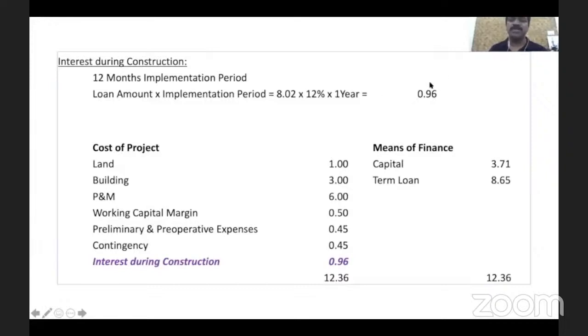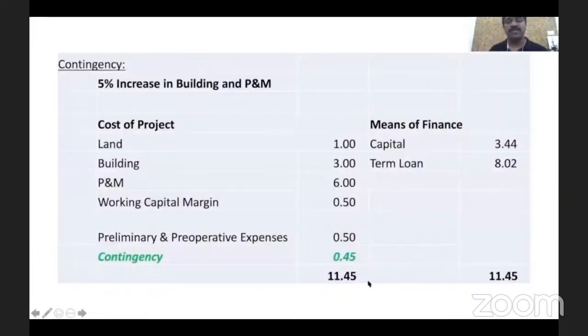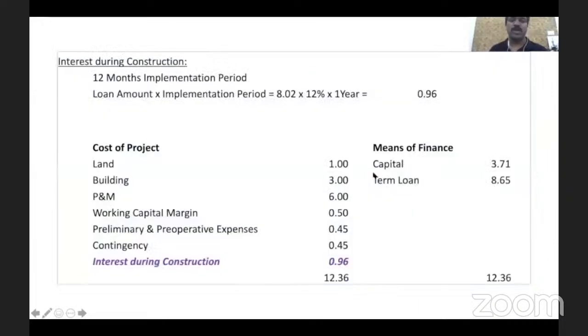So it is very important that this amount should also be considered as cost of project. This is not something propagated by me. Our banking system considers this also as cost of project. So already we had cost of project as 11.45 crore. Now with that, it's very important that this 0.96 crore is also included. It means what the customer is supposed to pay is 0.96 crore. Now that is getting included in the cost of project.